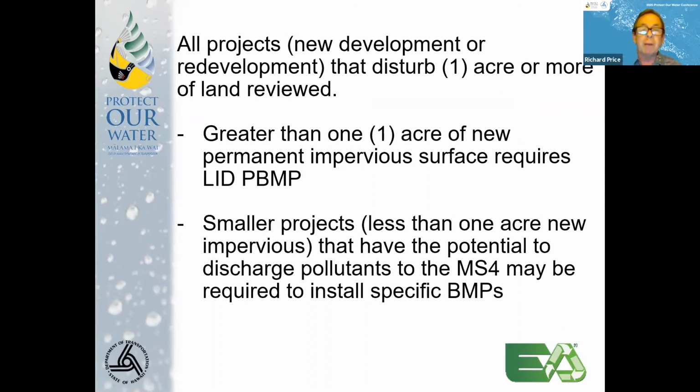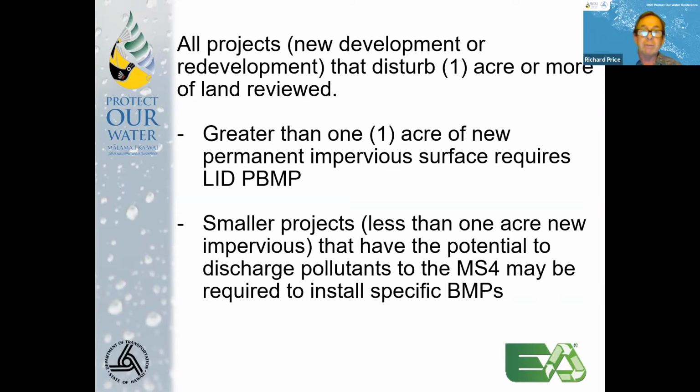So the way the review process works, any project that disturbs 1 acre or more of land is reviewed for the need for BMPs. And as I mentioned on the last slide, if there's greater than 1 acre of new impervious surface, it triggers a requirement for low impact development permanent BMPs. There are also thresholds for smaller projects, less than 1 acre, that have the potential to discharge pollutants to the MS4, and they may be required to install specific BMPs. And we'll talk a little more about that later.